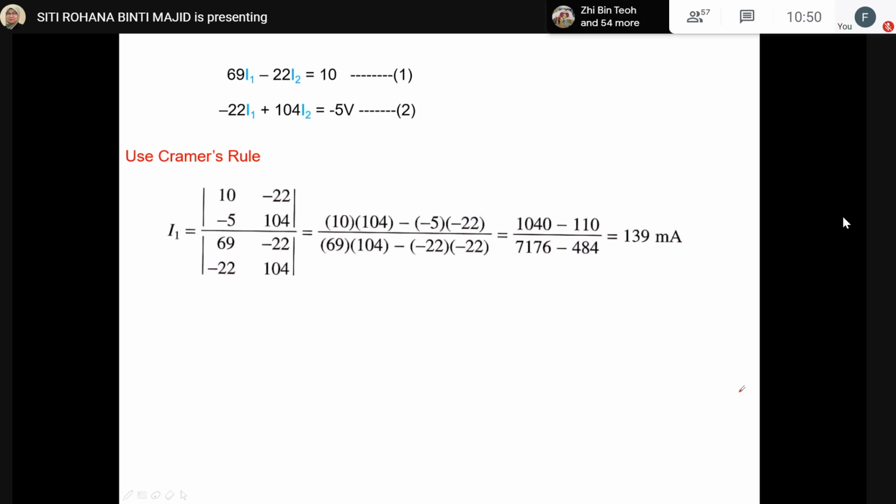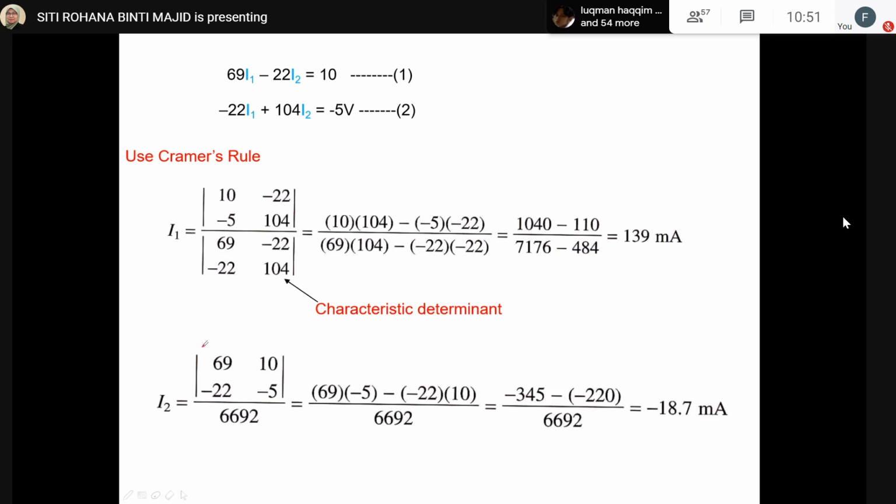So refer to the general formula for Cramer's rule with two unknowns in the equation. Finally, you calculate from this Cramer's rule, and then you will get 139 milliampere for I1. The same thing you can do for I2, in which you will get negative 18.7 milliampere. The negative sign for I2 shows that the assigned direction is opposite to the actual current.